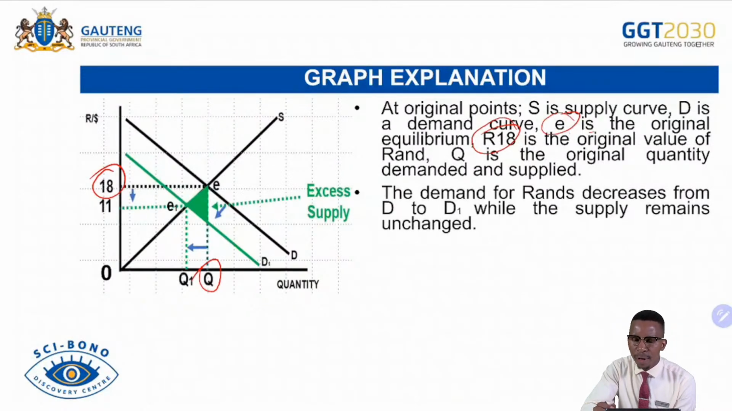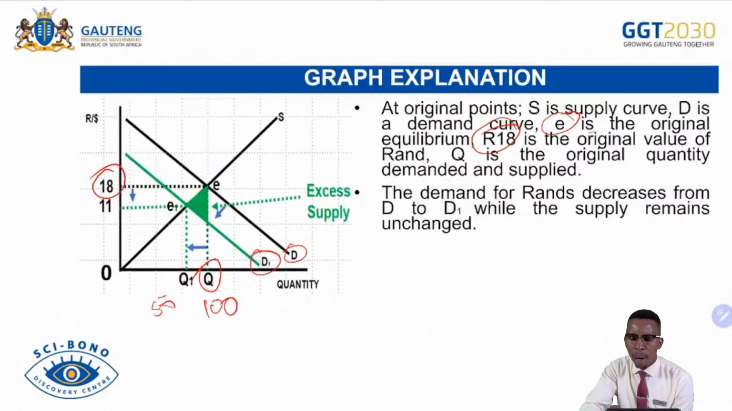Then the demand for rands decreases. You see, if the demand for rand is decreasing, it moves from D to D1. But how about the supply? It remains constant or unchanged at 100 units. The demand decreased to 50.